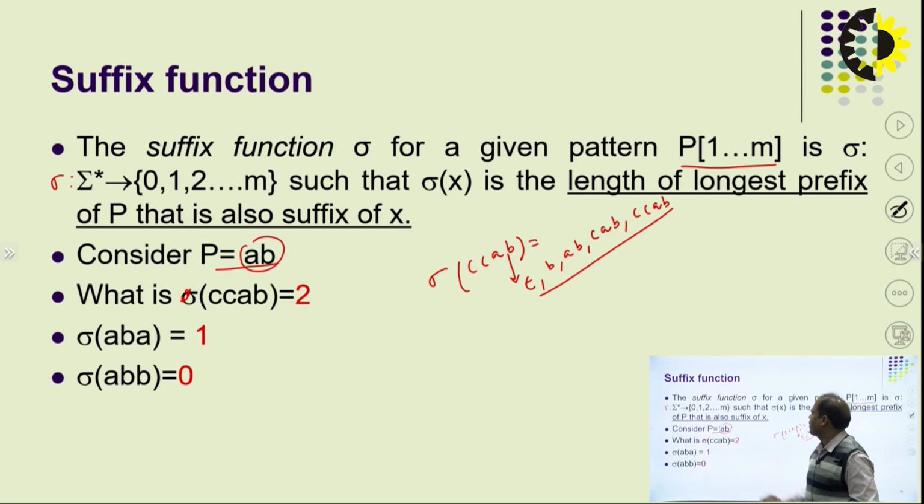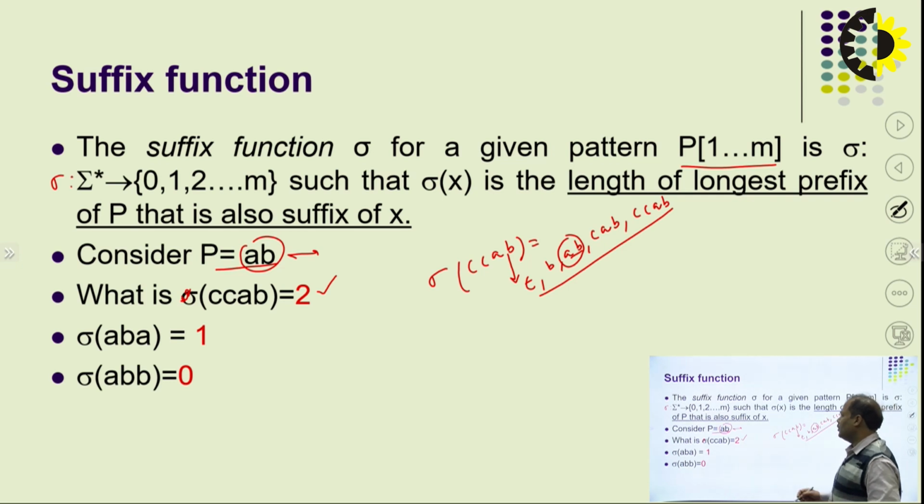Look at here, epsilon is always there, B is not matching as a prefix, right? B is not matching as a prefix because its prefixes are A and AB. Now AB is matching as a prefix of P. So what is its length? Its length is 2. So sigma of CCAB is 2. Same thing, this will not match, this will not match.